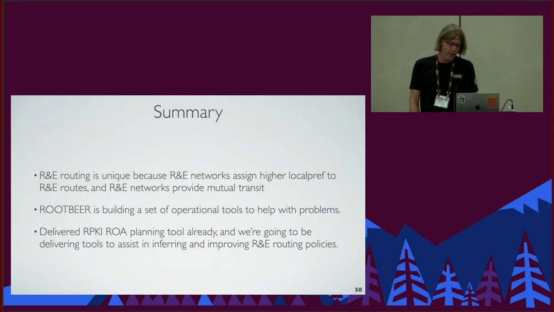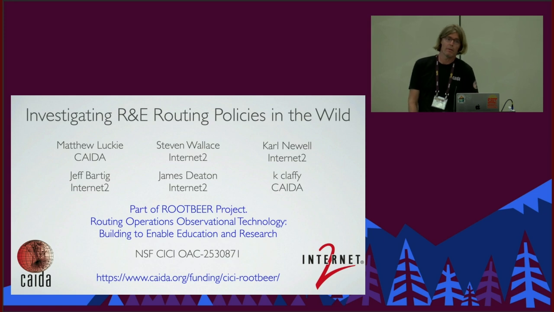So in summary, R&E routing is unique because R&E networks generally assign higher local preference, and R&E networks provide mutual transit. We're going to be building a set of operational tools to help with finding and diagnosing these problems and preventing them manifesting further. We've developed and deployed a ROA planning tool already, and we're shortly going to be delivering tools to assist in inferring and improving R&E routing policies based on the things that I've just outlined in this talk. Happy to take some questions.